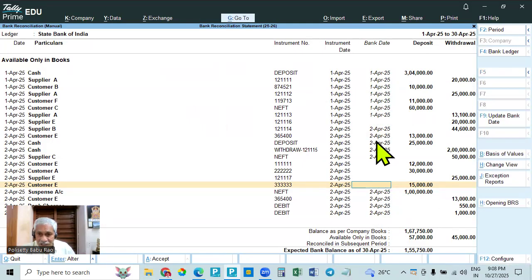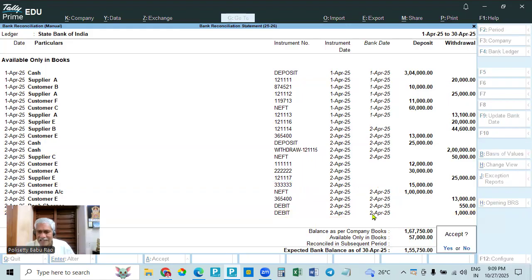So these checks are not dated, we entered the bank date. Only those are available in both the books. Some are not available in our book but available in the bank. For that, we made entries now. So in our books, we make the entry. That is it. So they are available in both the books. Okay. Now we complete and then accept this.